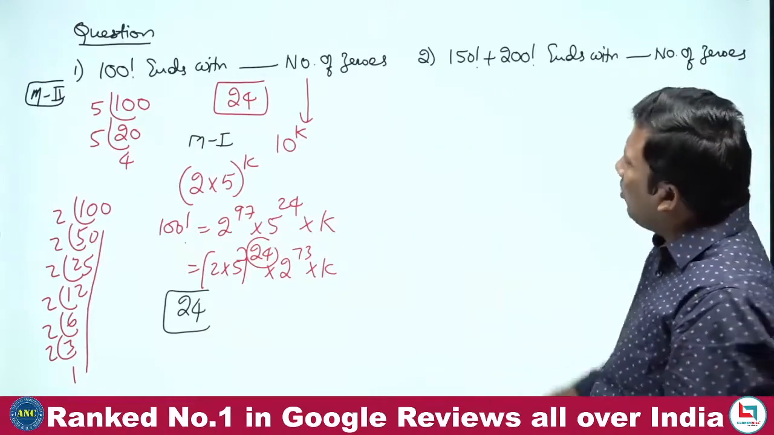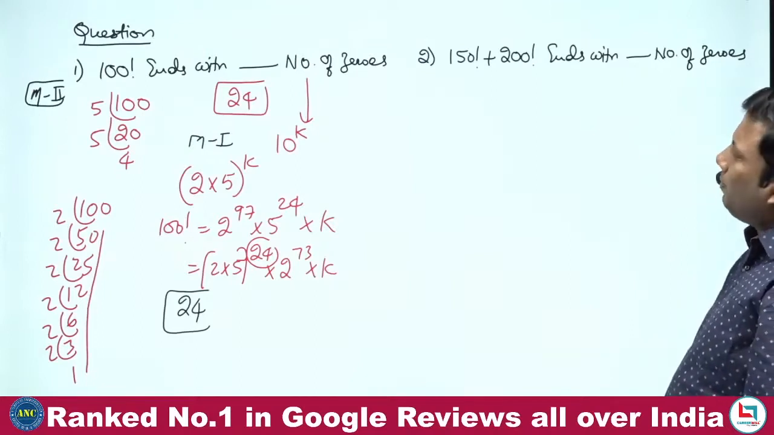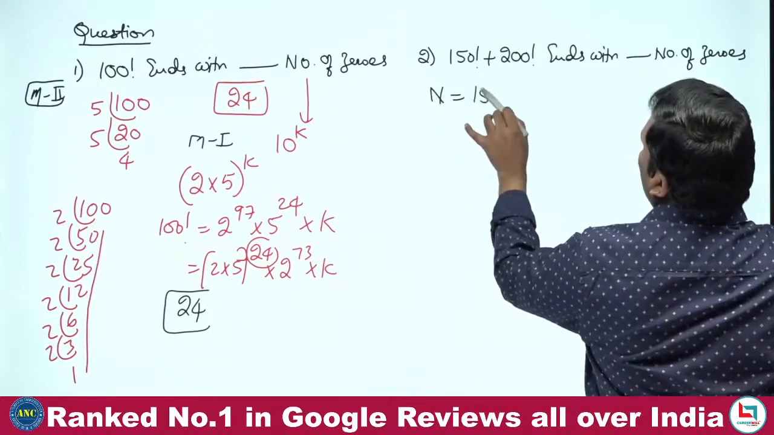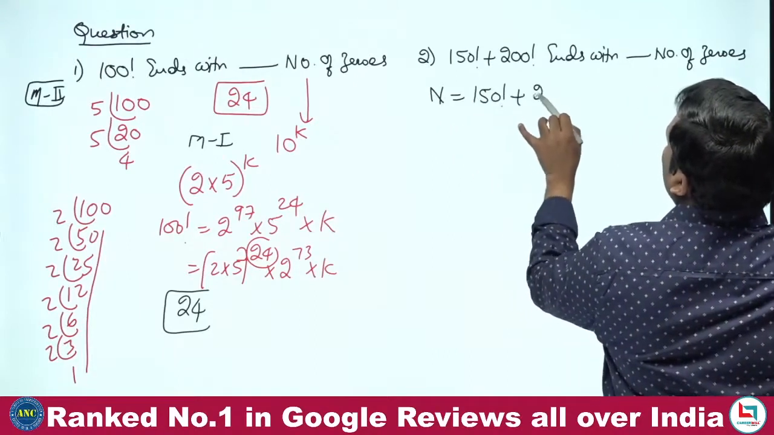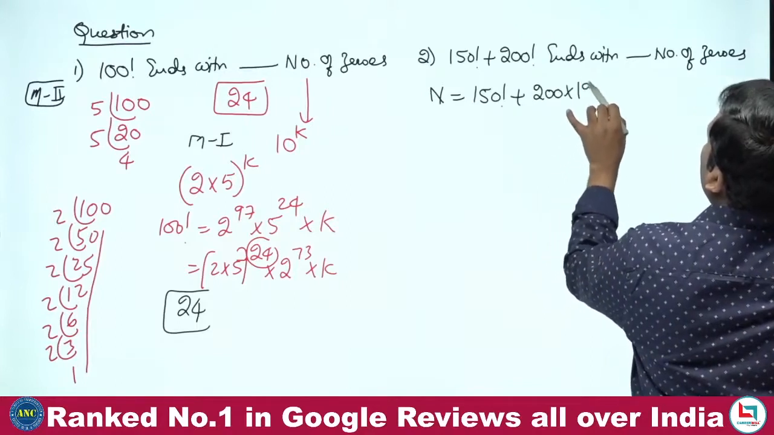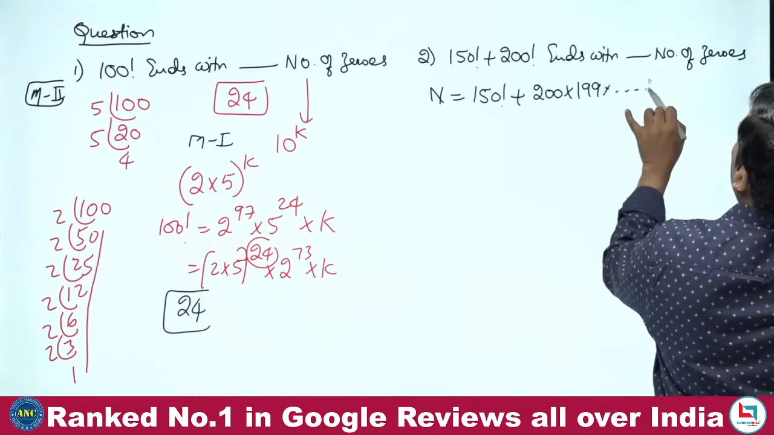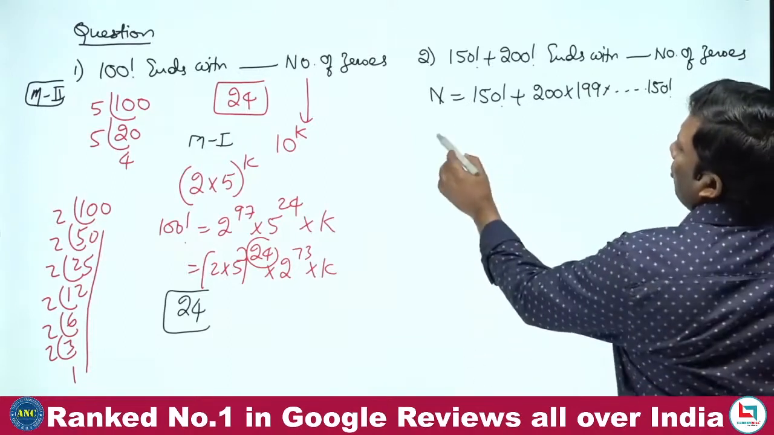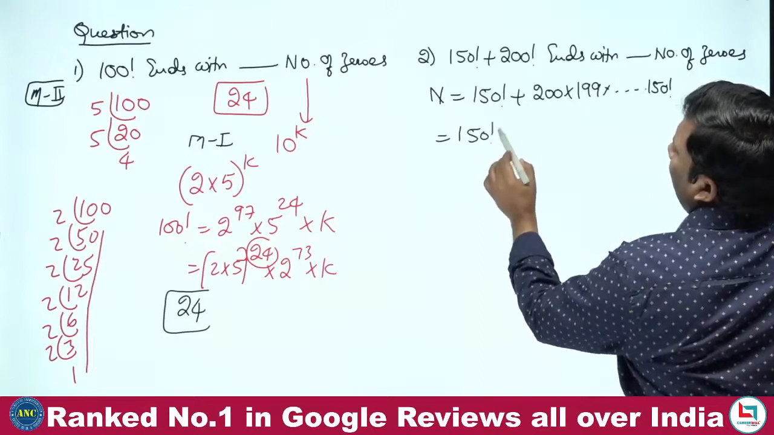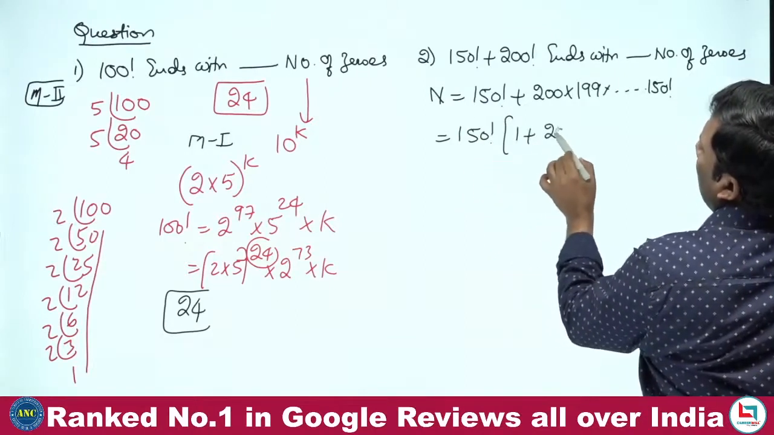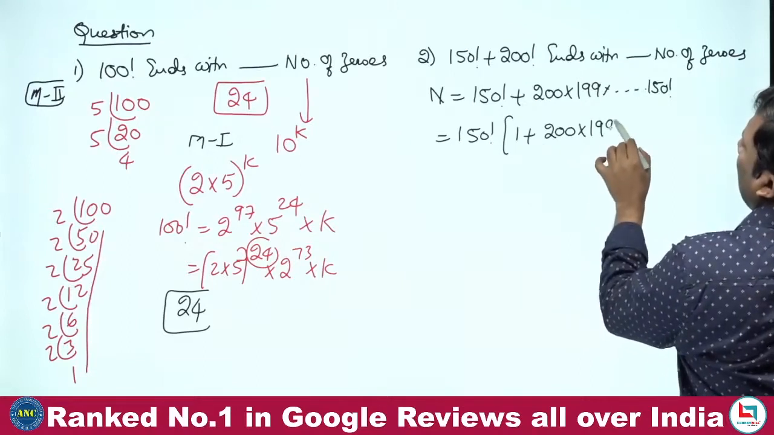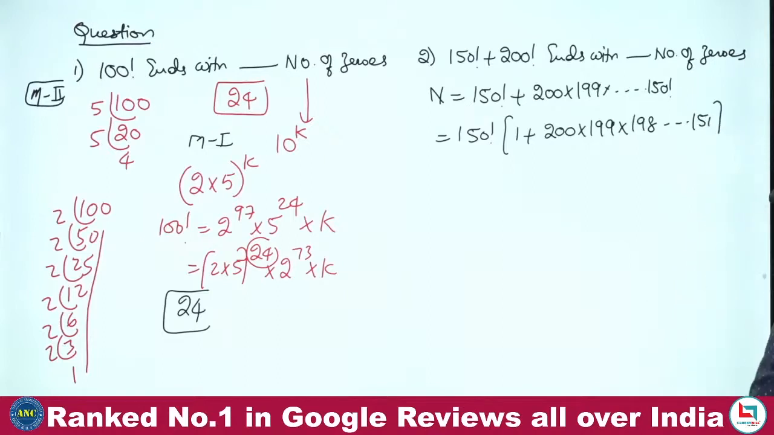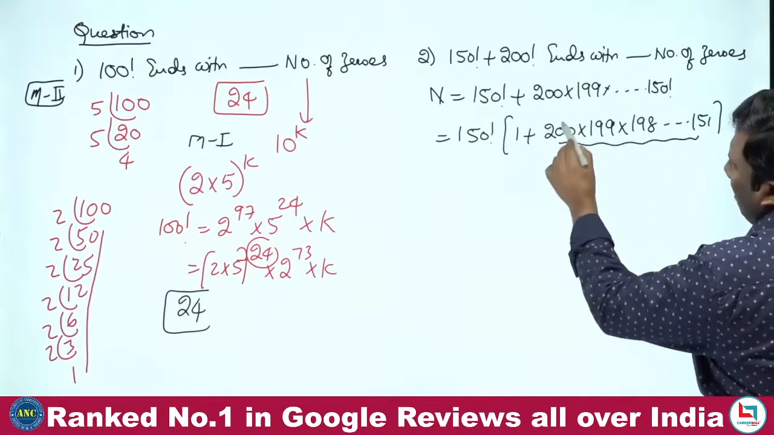Let me do another good quality question. 150 factorial plus 200 factorial ends with a dash number of zeros. Let N be equivalent to 150 factorial. 200 factorial can be written as 200 into 199 and so on up to 150 factorial. Am I right? So this can be written as 150 factorial times (1 plus 200 into 199 into 198 and so on up to 151). Now see here, this is divisible by 5.